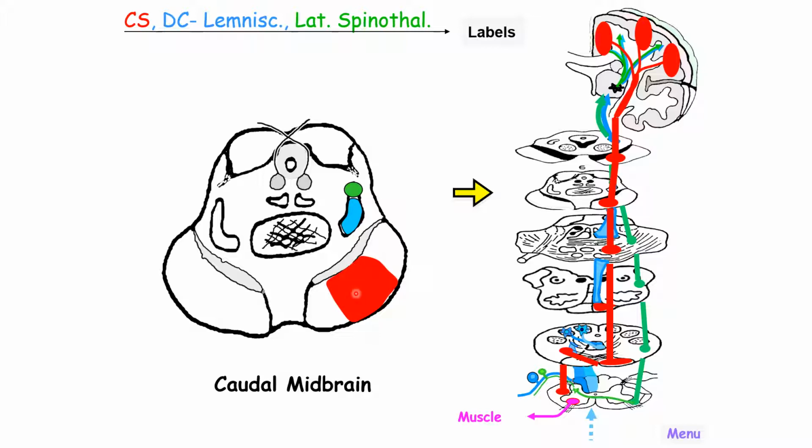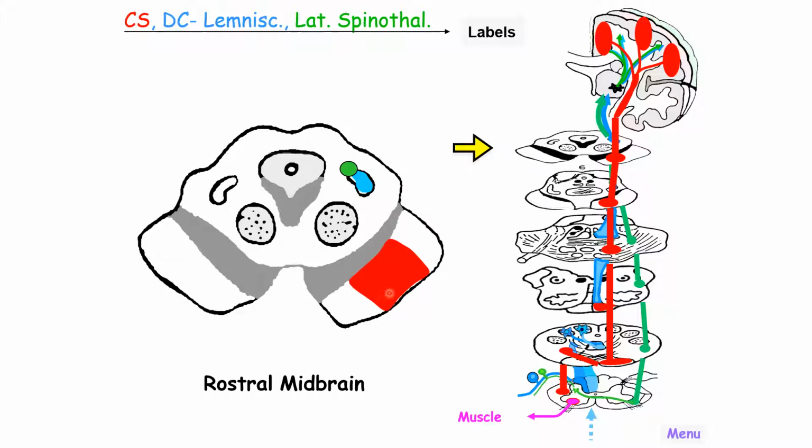As we go up into the rostral midbrain, we see now that the medial lemniscus is immediately adjacent to the spinothalamic tract, so they're likely to be affected together in a lateral lesion. The corticospinal tract is somewhat separate in the crus cerebri. As we go higher in the midbrain, we see again that the spinothalamic tract and the medial lemniscus are immediately adjacent to one another and likely to be affected together, and somewhat separate from the corticospinal tract in the crus cerebri.